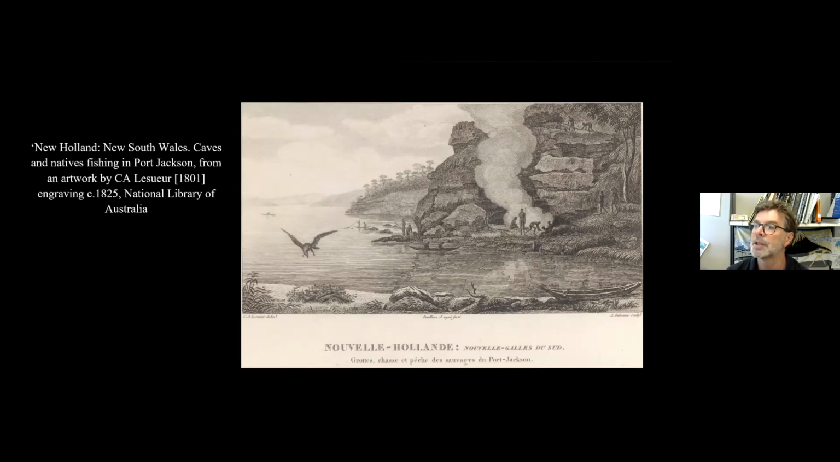Ball's Head would have been a favourite camping spot there. Here's an engraving based on an artwork done during the Baudin expedition around 1800, 1801, arriving in Sydney Harbour, and the engraving a little later. That to me looks a lot like Ball's Head. It's certainly the north side of the harbour.